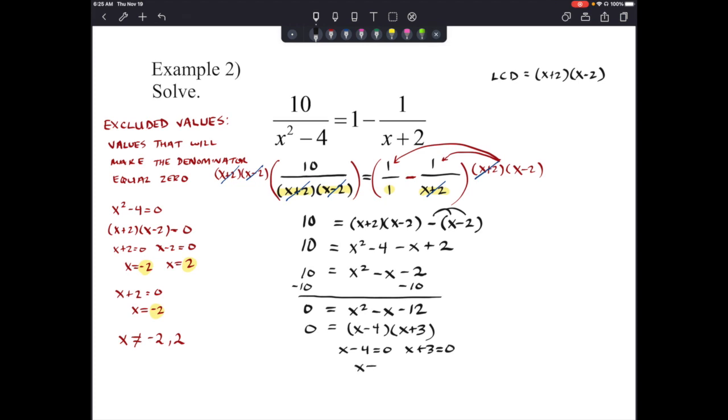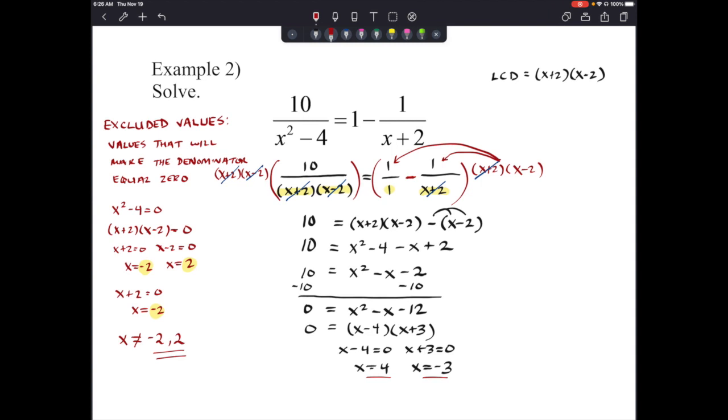And we know that x equals 4 and x equals negative 3. So the first thing that comes to mind here is that when we're checking these, we want to make sure that it doesn't end up being any of our excluded values. And in this case, it doesn't. And then you can check them by plugging them in on the calculator or doing it on paper. It's up to you.